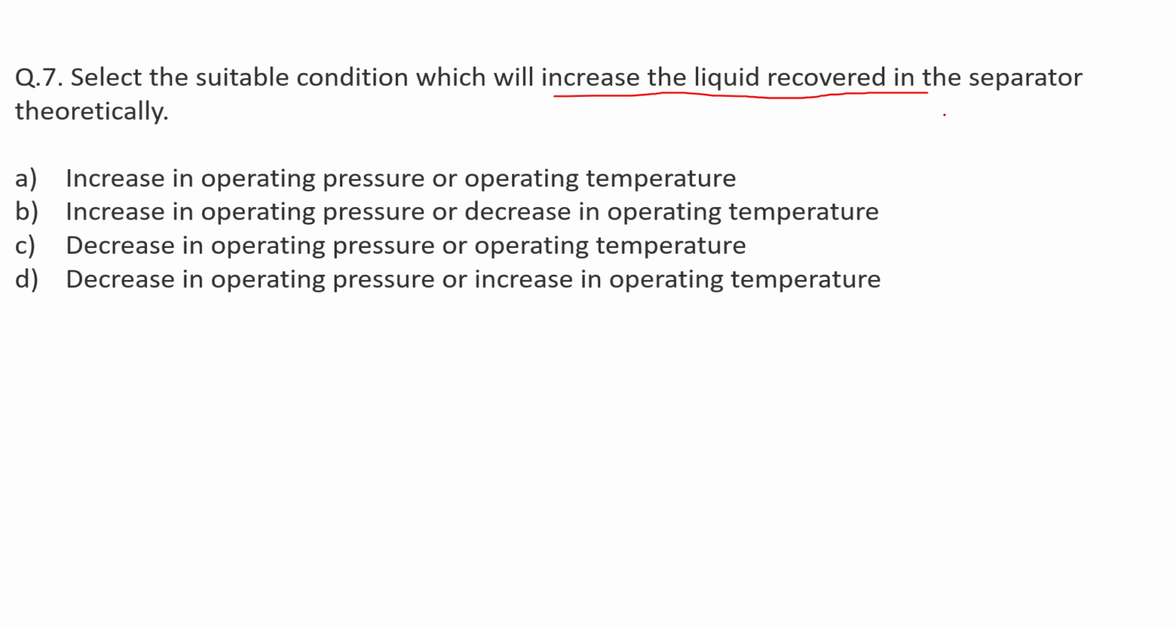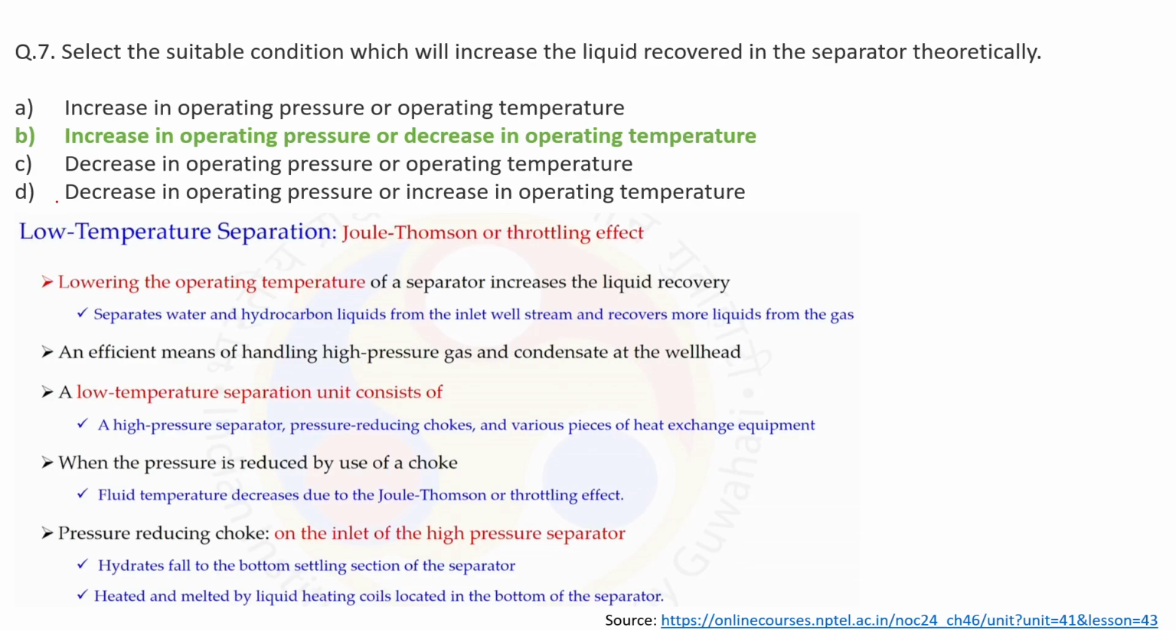Option B. Okay, good. Option B is the correct answer. So the conditions, as you said: the pressure will be reduced by the choke, and if there is a low operating temperature, at that time more liquid is recovered. So option B is the correct one, by increasing the operating pressure or decreasing the operating temperature.